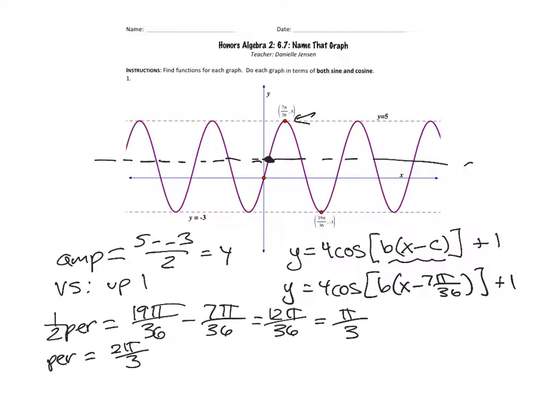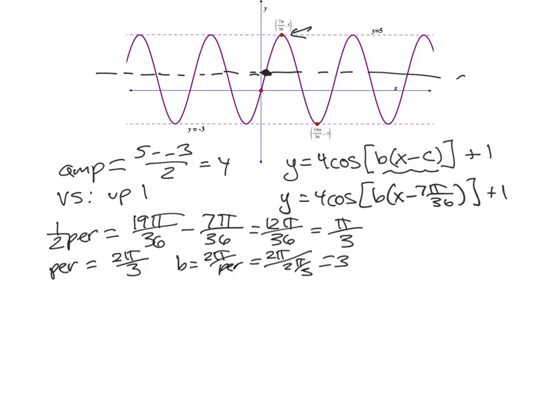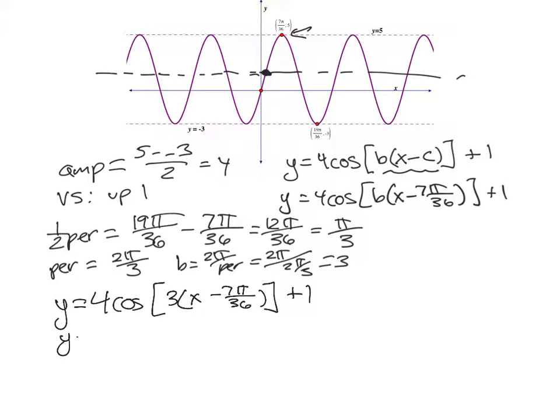Remember how to find the b value: it's 2 pi over the period. In this case, 2 pi divided by 2 pi over 3, or 3. Now we have all we need for the cosine function represented by this graph. We've got 4 cosine, 3 parentheses x minus 7 pi over 36, plus 1. Oftentimes we write it distributing that 3 inside the cosine function: 4 cosine 3x minus 7 pi over 12, plus 1.